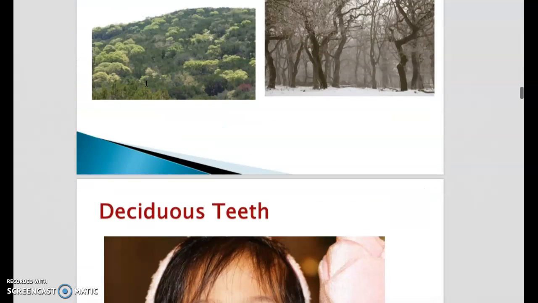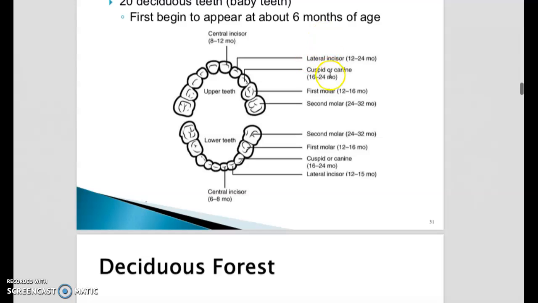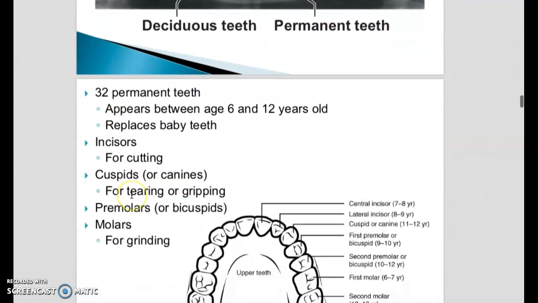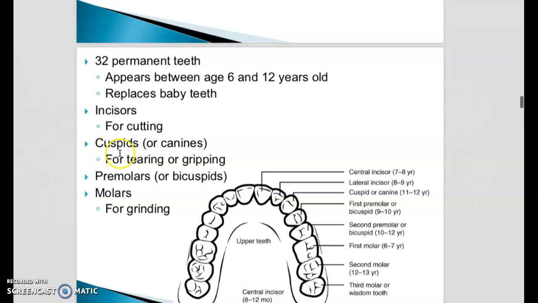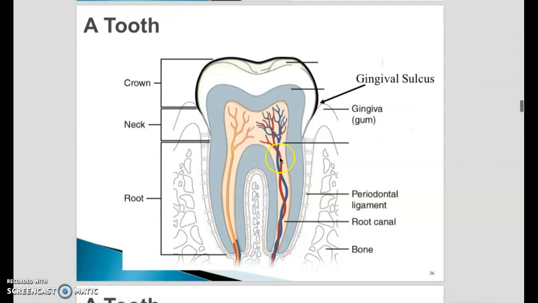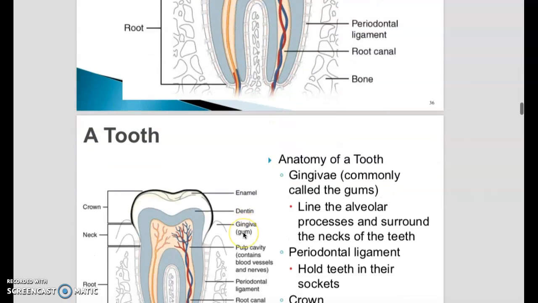Here's a little diagram to show the months it takes for the beginning stages of your teeth to grow. But as you grow, you will have your cuspids or canines for tearing and gripping food, and your premolars and molars for grinding your food. Here is the anatomy of the tooth. You see your gums and all those parts.